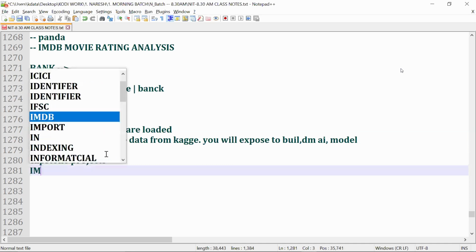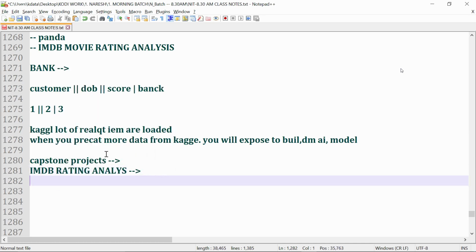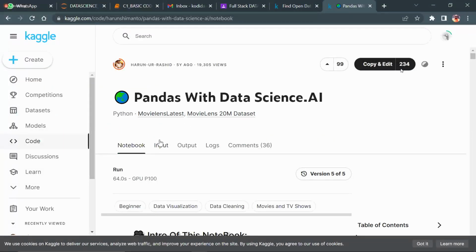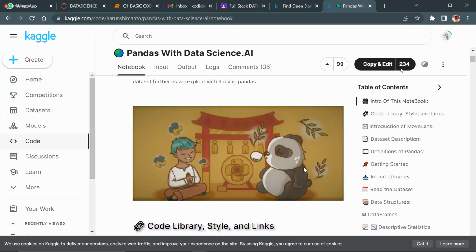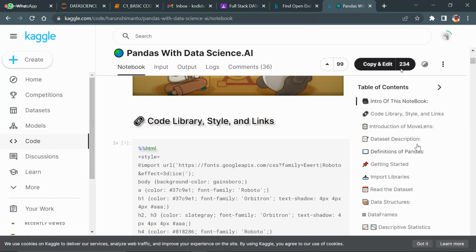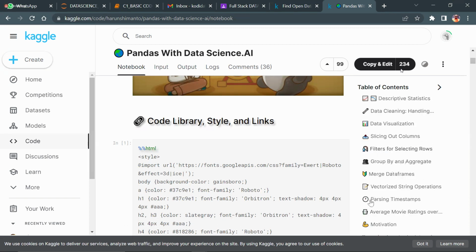So today we're going to talk about IMDb rating analysis. Now for rating analysis, we need some movies, isn't it? To analyze, we require some movies. Where exactly do the movies come from? Let's go back to kaggle.com. And before that, the first thing, look at this, guys. In these sessions, what we understand: data set descriptions, definitions of pandas, import libraries, read the data set, data cleansing, data visualization, slicing, many things. Ignore it. Just listen to me, and I hope things are very clear.